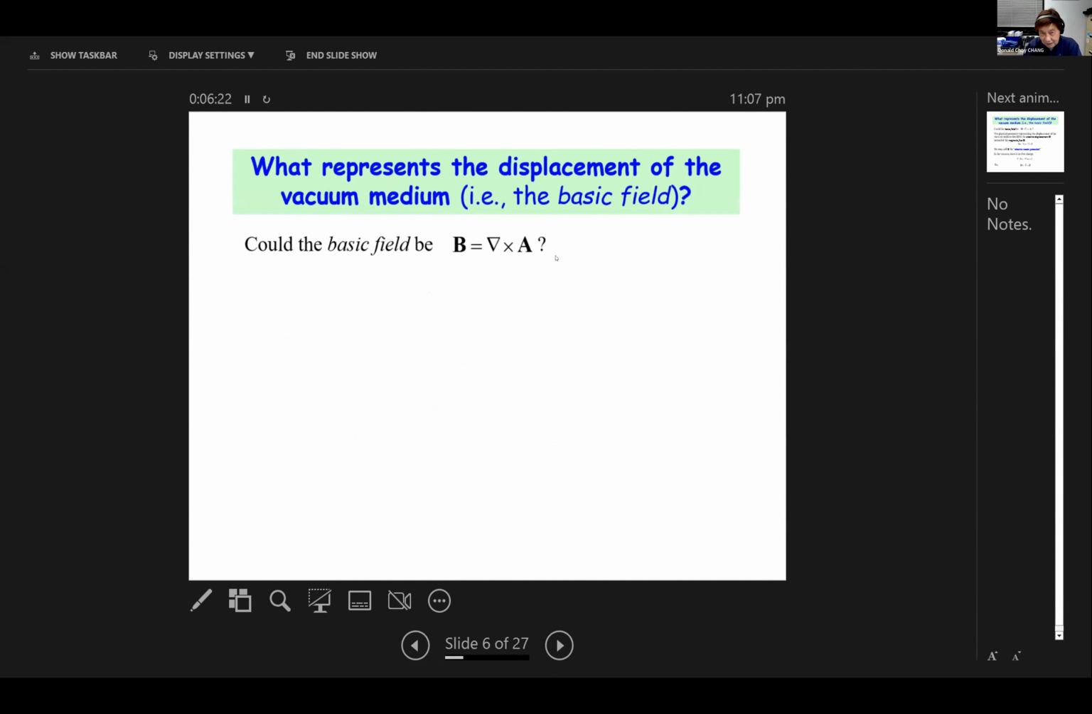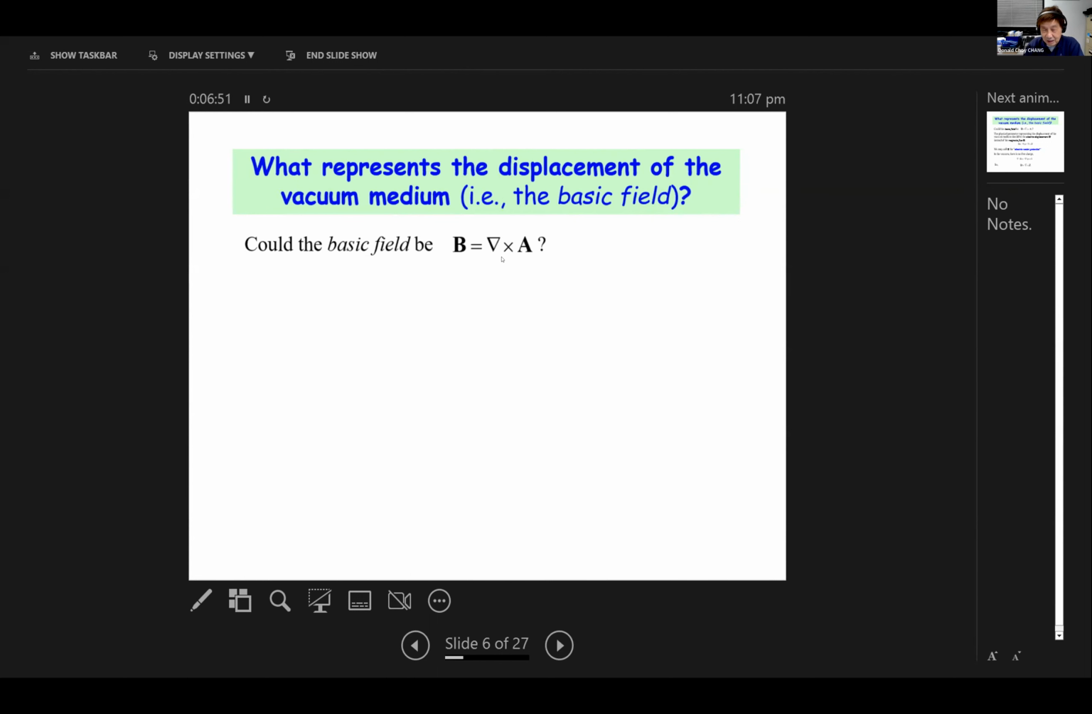Now, let's go back to the vacuum situation. If the vacuum is a dielectric medium, what is the basic field? Since it is a very short talk, we're not going into a very technical discussion about the basic field. Essentially, it is a representation of the displacement of the vacuum, of the medium, during this wave propagation.